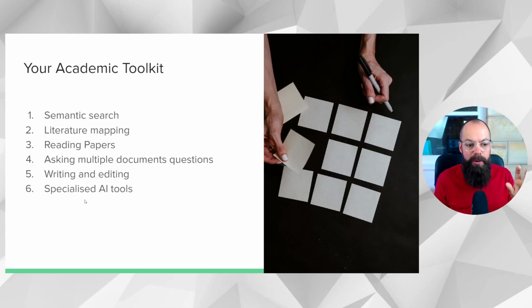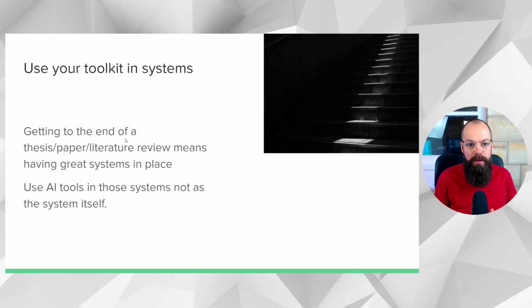So those are the 6 areas of an academic AI toolkit that are going to allow you to do most of the most boring components of writing for academia much quicker, much more efficiently. So that's your academic AI toolkit.